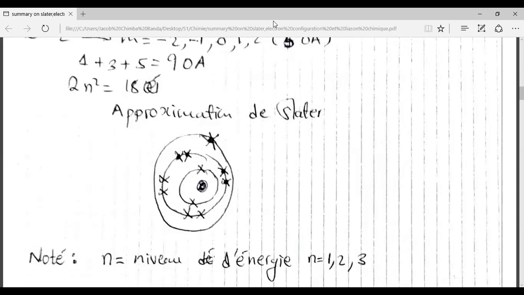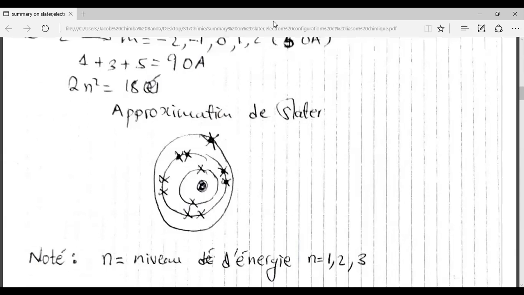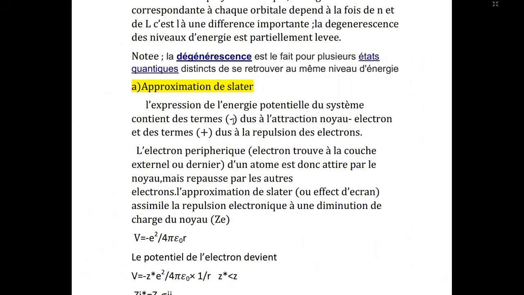So here, when I say negative, I just mean the attraction between the nucleus and the electron. When you see negative, it is when you get two different things. For example, if you add the positive and the negative, you get something different. That's what the negative sign means here.